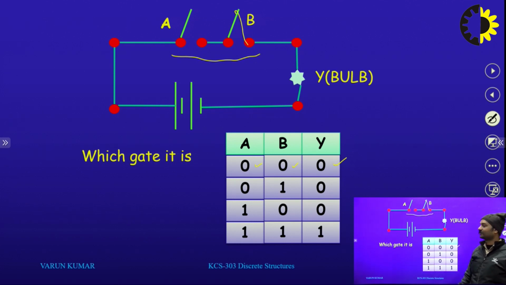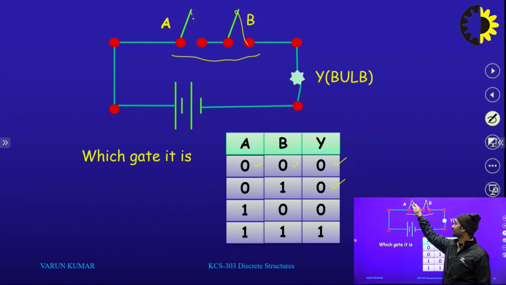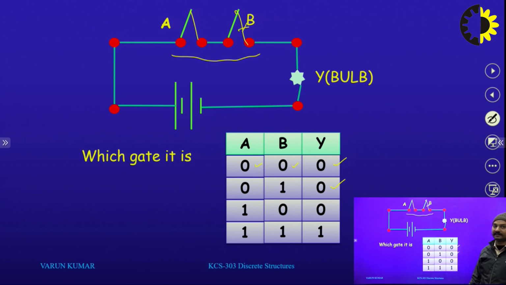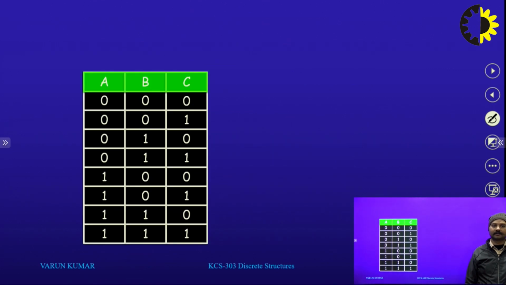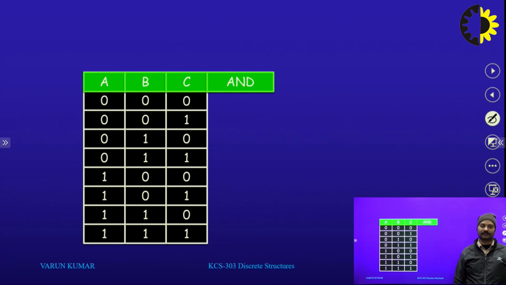If we connect this particular switch, does the bulb glow? The circuit is not complete, so the bulb does not glow. If we connect this and open this, does the bulb glow? No. If both switches are on, then the output is on. It means the AND gate is a series of switches. Similarly, if we have three input variables A, B, C, and we find the logic of the AND gate, then if all inputs are high, the output is high, otherwise low.